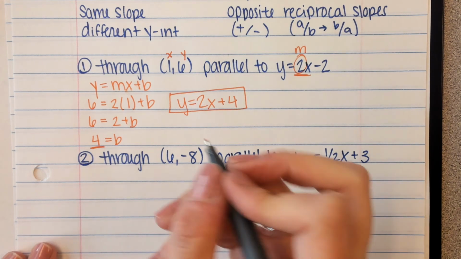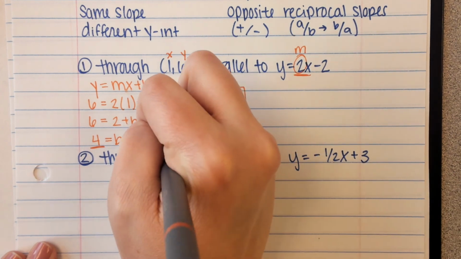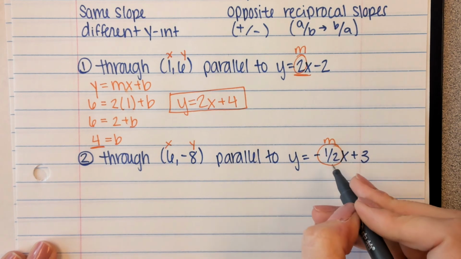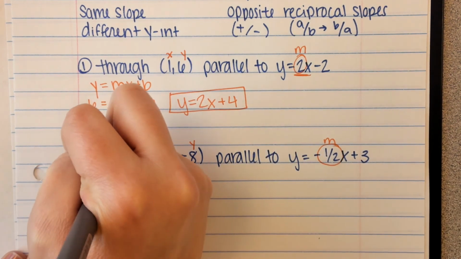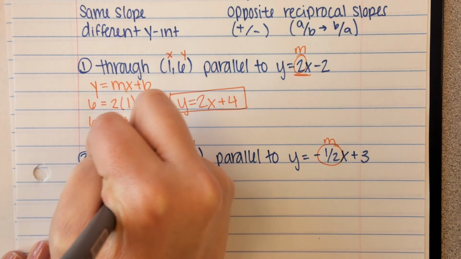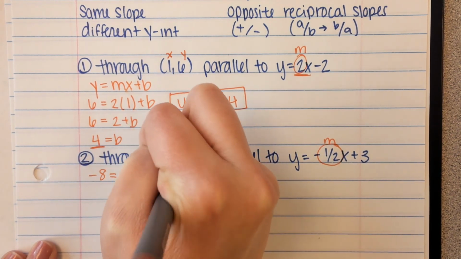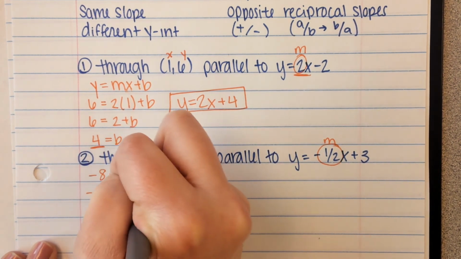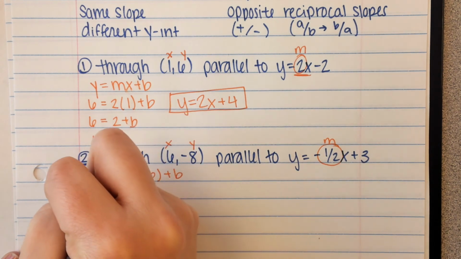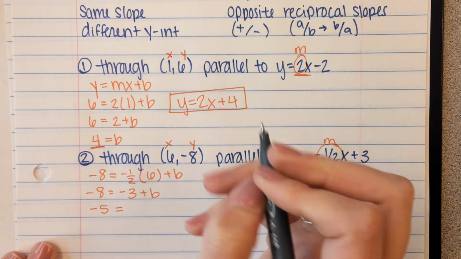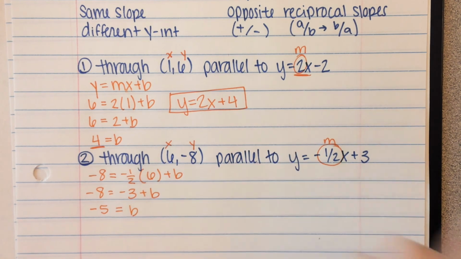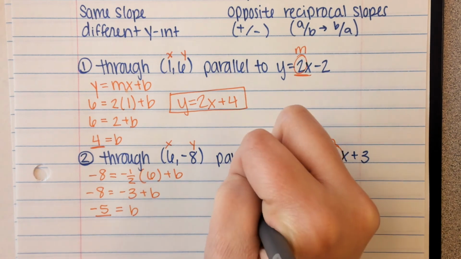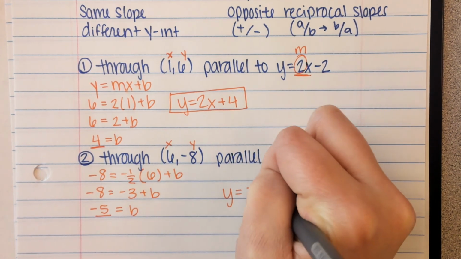Okay, let's check it. Again, we're going to use y equals mx plus b. This is x, this is y, this is our m, because we want it to be parallel, so same slope. So negative 8 equals negative 1/2 times 6, plus b. We can simplify. Negative 1/2 times 6 is negative 3, plus b. We add 3 to both sides and get negative 5 equals b. Now we've got our b, we have our m. Make your final equation: y equals negative 1/2 x minus 5.